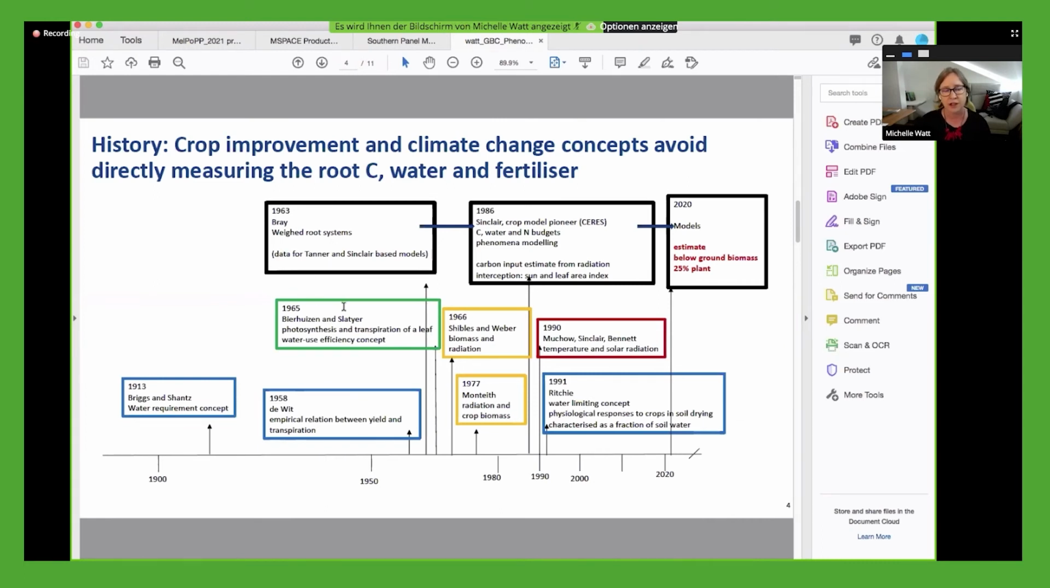And really largely based on the Farquhar-von Caemmerer model, and some critical work produced by Sinclair and others related to radiation, water, and photosynthesis, we have been estimating below ground based on above ground. We have not been directly measuring it.